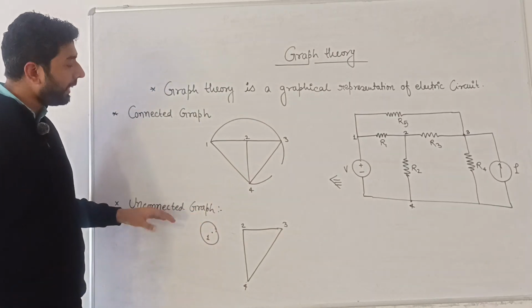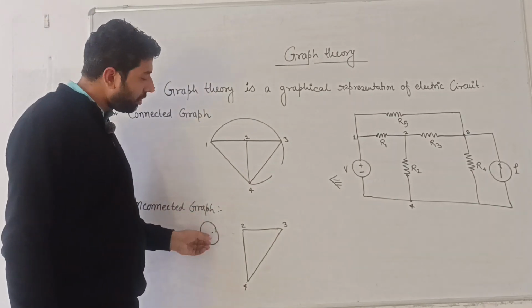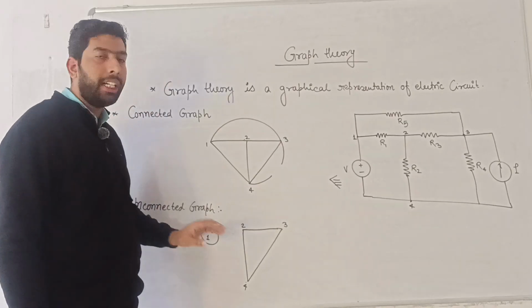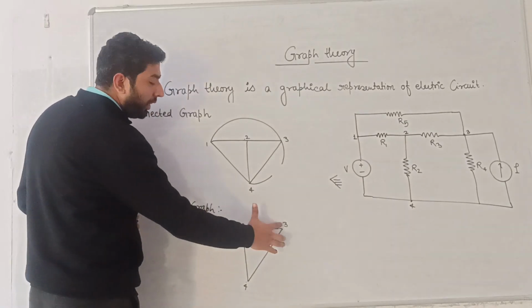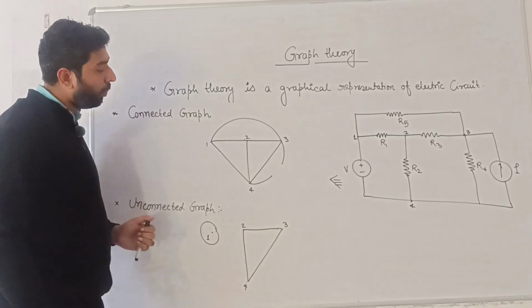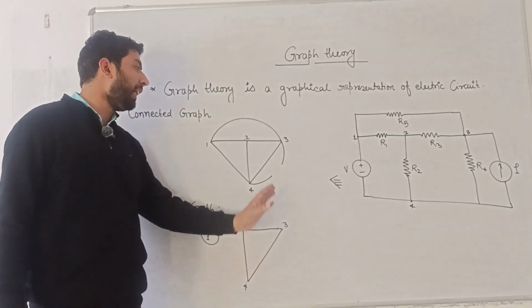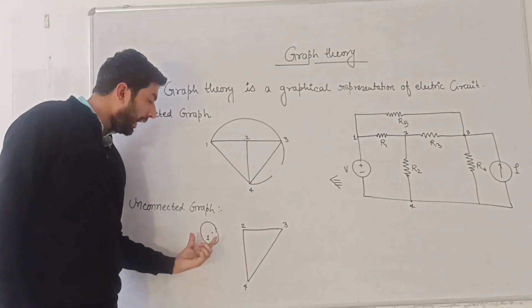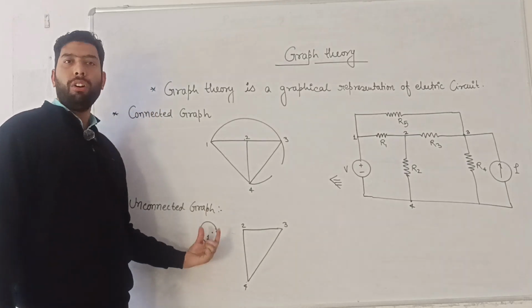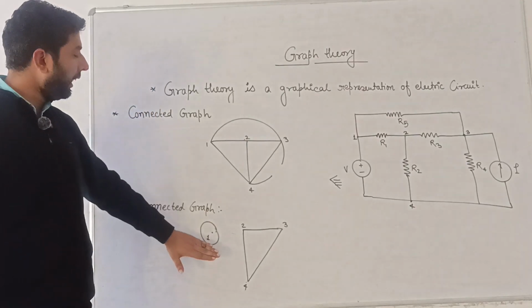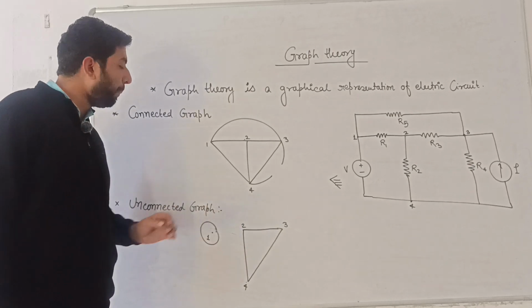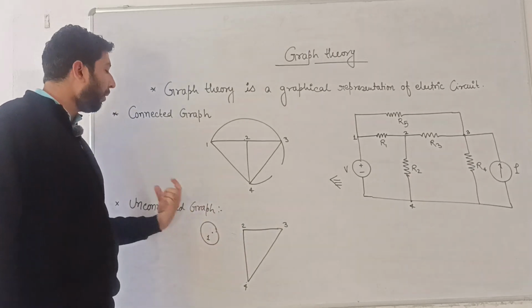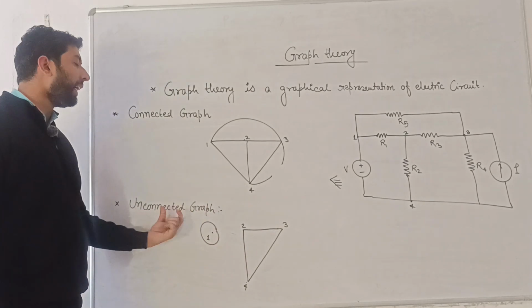Second one is an unconnected graph. Here also we are taking 4 nodes, but the graph is divided into 2 parts. These 3 nodes, second, third, and fourth, make a separate graph, and node 1 is also making a new graph which is not connected with the other nodes. So this type of graph is called an unconnected graph.